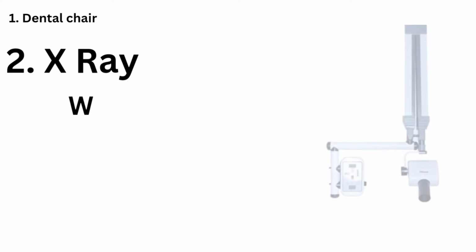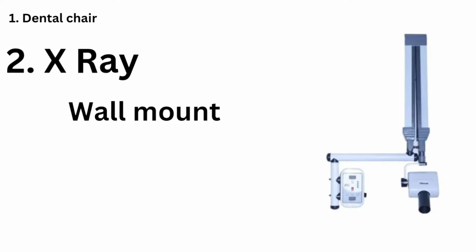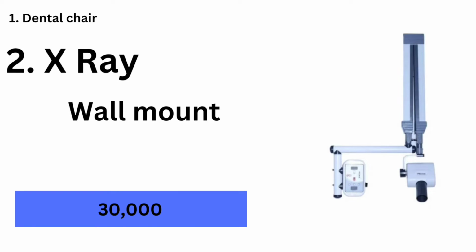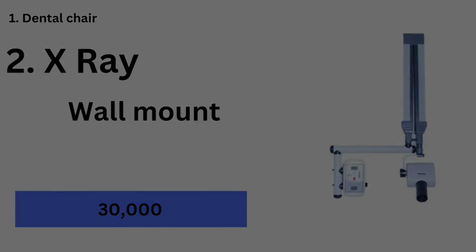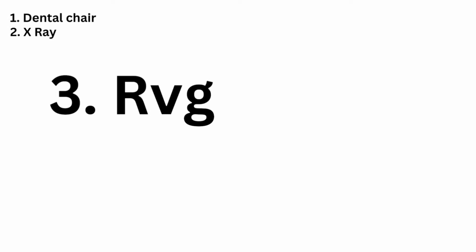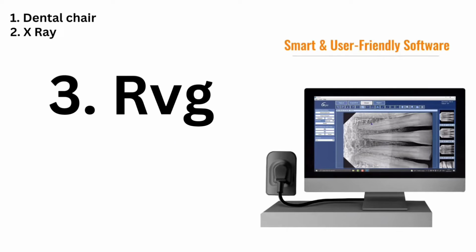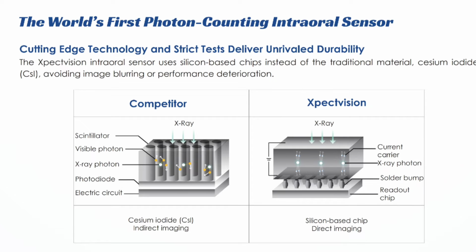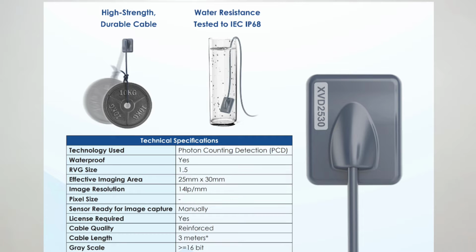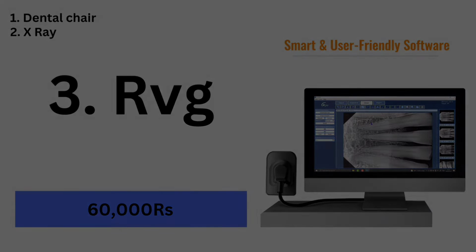Moving further in our list, next expense falls down to the X-ray machine. My recommendation will be wall mount X-rays, each will cost you maximum up to 30,000 rupees. Next expense is RVG. My recommendation is Expect Vision RVG from Unicorn Dent, and that will cost you around 60,000 rupees with 5-year warranty.